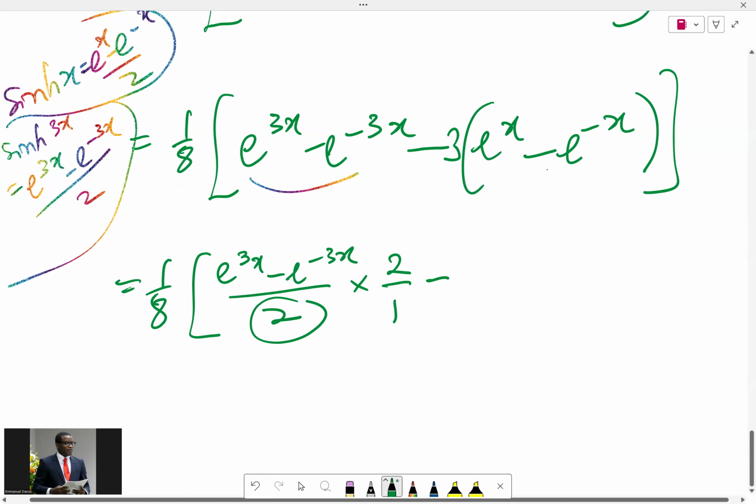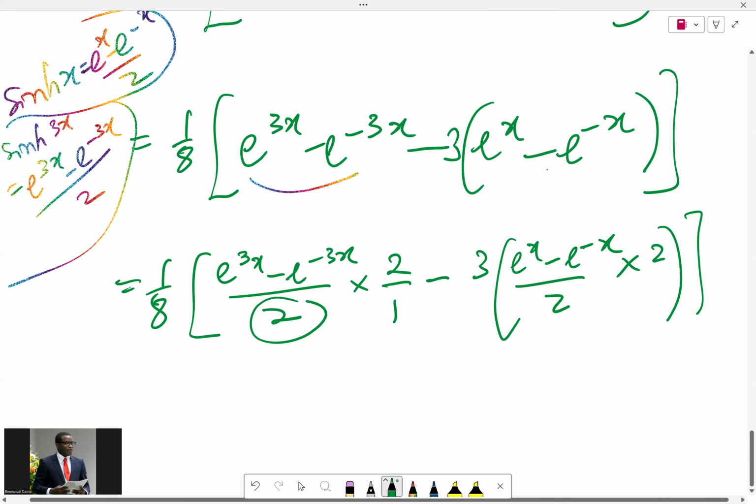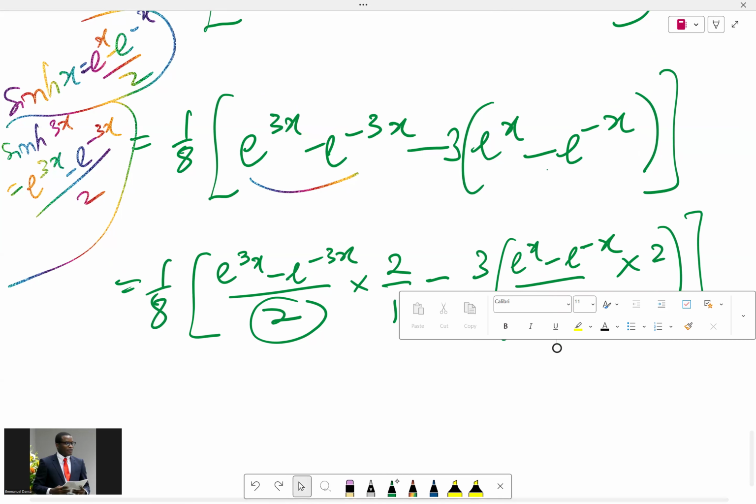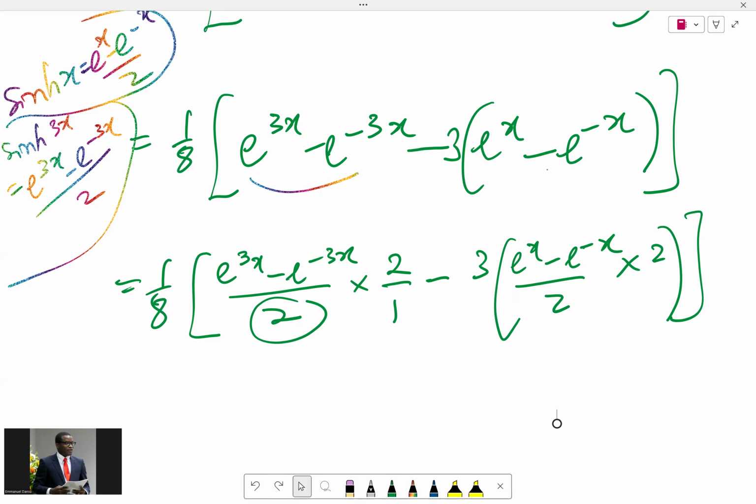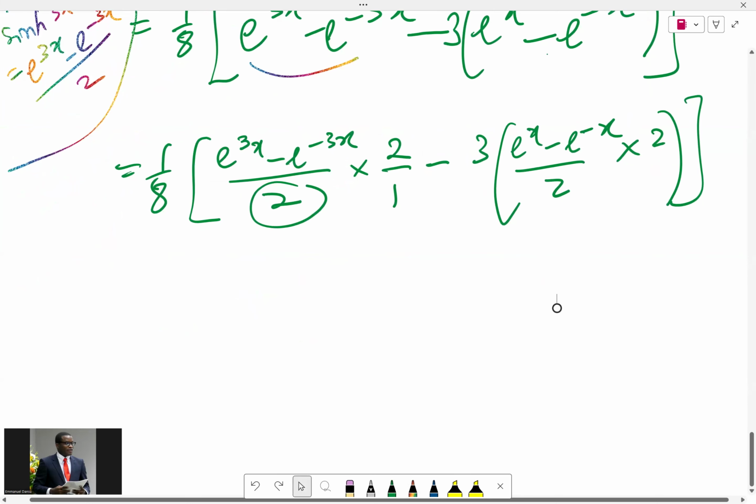Then next you have minus 3 into e raised power x minus e raised power minus x, sorry, all over 2 again. Then you balance that again by another 2. Okay? So that 2 times 2 is 1. If you multiply something by 1, no problem. So we use this 2 to make sure this one is guaranteed to be down here. Okay? So with this now, don't forget this is still sine cube.